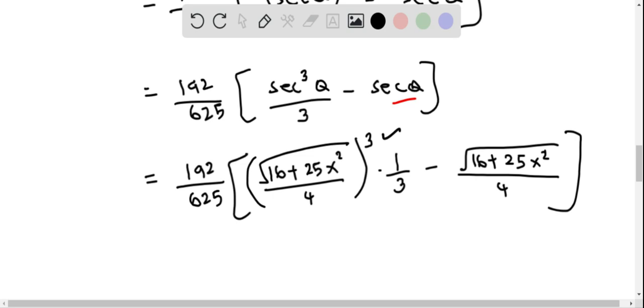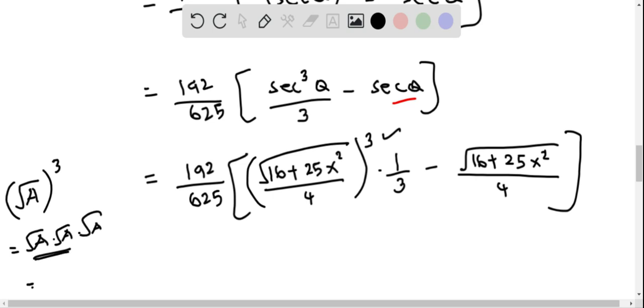For that, I'm going to consider this 16 plus 25x squared as a. So that becomes the square root of a, quantity cubed. So this equals root a multiplied by itself 3 times. Therefore this becomes root a times root a times root a. And this root a times root a is just a, so we get a times root a. Now we can replace this a with 16 plus 25x squared.